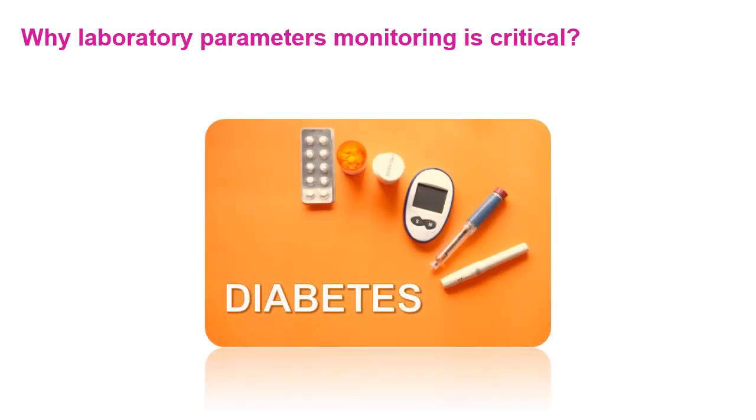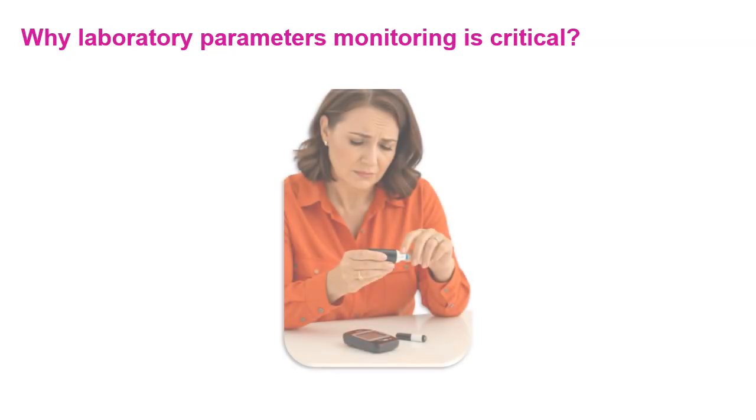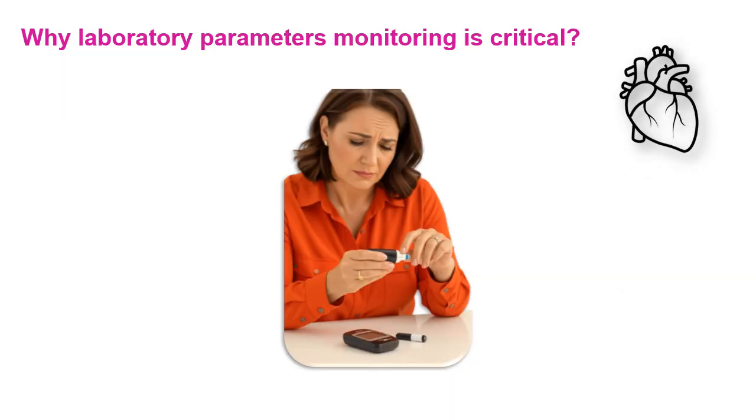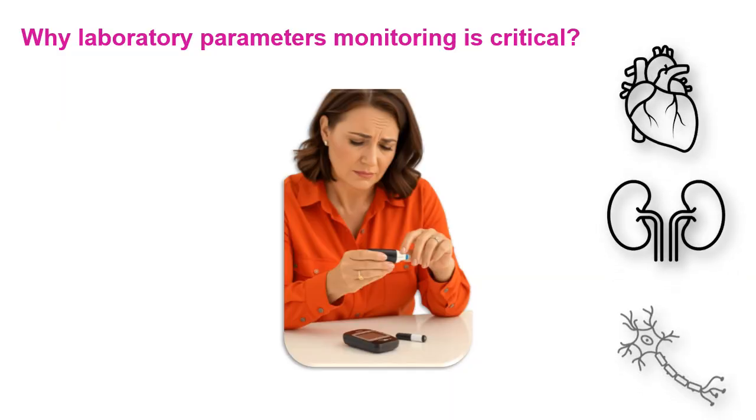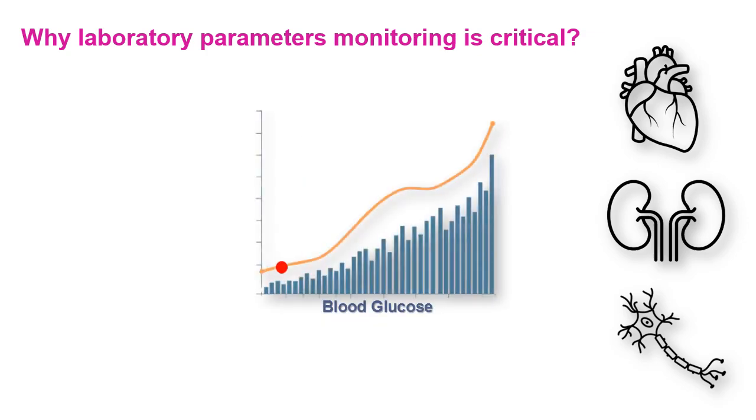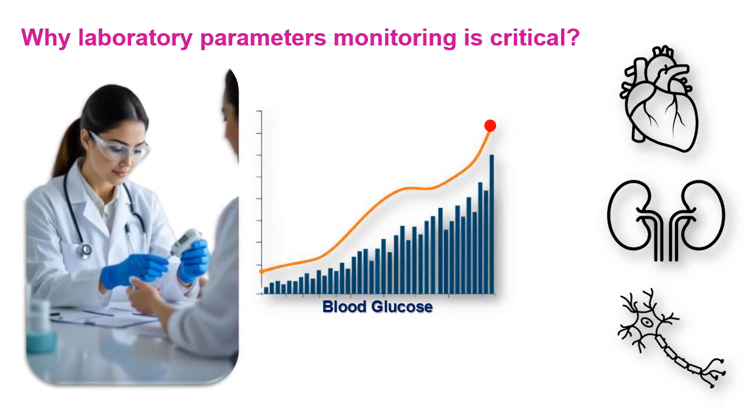Diabetes is a chronic condition that affects multiple organ systems. Poorly controlled diabetes can lead to serious complications such as cardiovascular disease, kidney damage, and neuropathy. Even small variations in glucose can significantly affect patients' outcomes. As pharmacists, we play a crucial role in monitoring certain laboratory parameters consistently and helping to prevent long-term complications of diabetes. Let's dive into the top 5 parameters you should track.